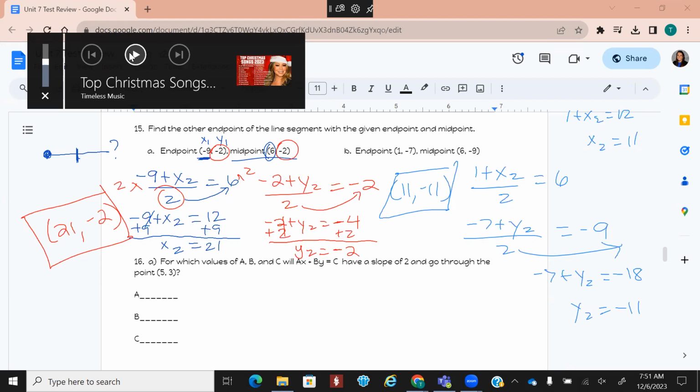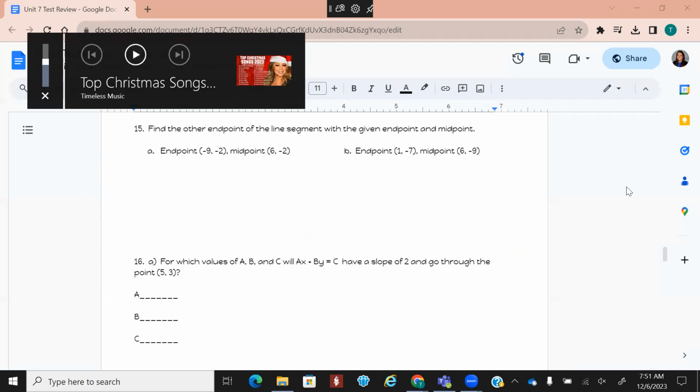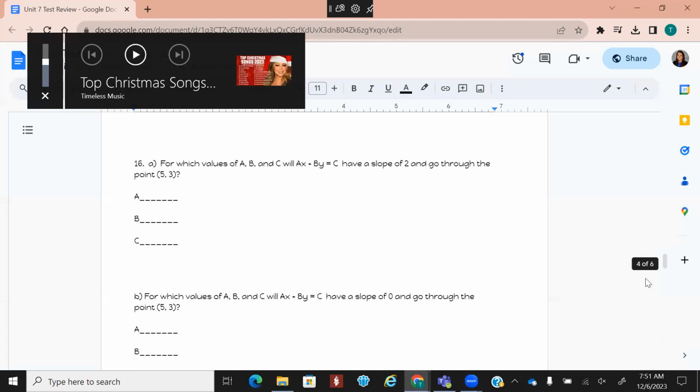Okay. Number 16, I don't like this question. It is on your test though. So I need you to think this through with me because it's really tricky. Okay. Are we ready? All right. Number 16, I don't like this question. I actually was adamant about it not being on the test, but it's okay. I got outvoted. All right.